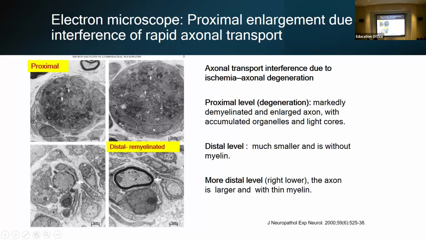And if you look further distally, on the left lower, you will see the axon becomes smaller and it's rarely myelinated. And as you go further, more distally, you will see the nerves become a little bit larger and they are remyelinated. So this is kind of their repair mechanism. But the myelin is very thin compared to normal.